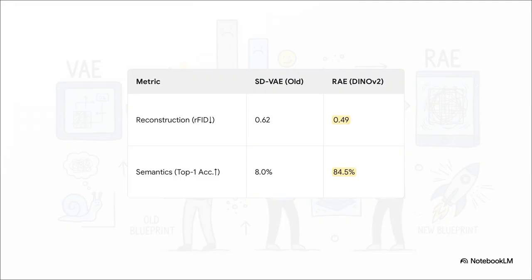The RAE blueprint is just flat out better at reconstruction. That RFID score is lower, and that's good. But just look at the semantic understanding. This is about whether the AI actually knows what it's looking at. The old VAE, it's right about 8% of the time. The RAE, nearly 85%. That is a monumental, jaw-dropping leap in comprehension.